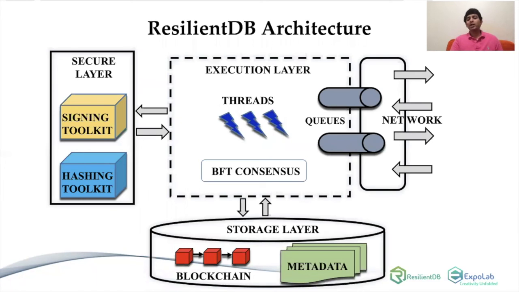So this is the whole architecture of ResilientDB. As you can see, it's a layered architecture. It has a secure layer which provides all cryptographic functionalities, and an execution layer which provides threads for execution and for matching different types of messages. It has queues for each thread. It has a network layer which basically handles the messages, and it has a storage layer for managing the blockchain and the metadata required.